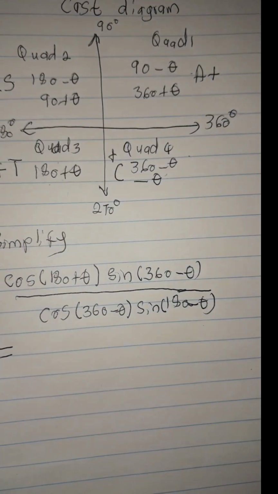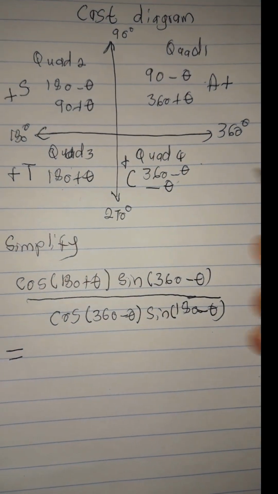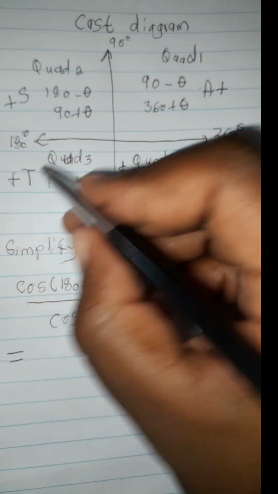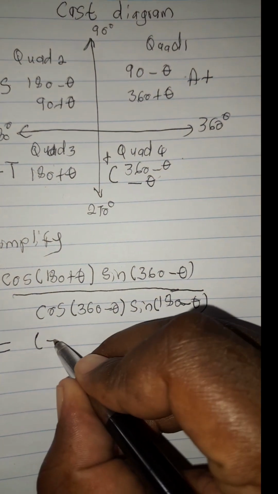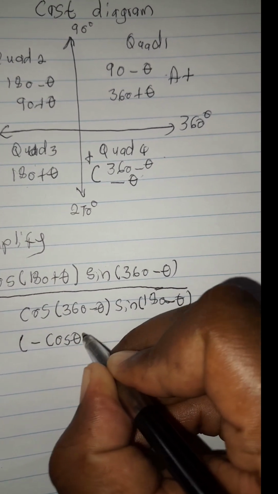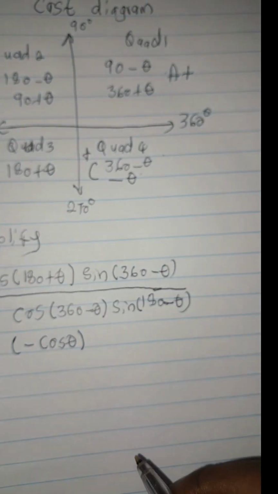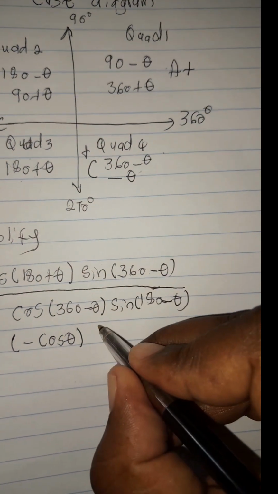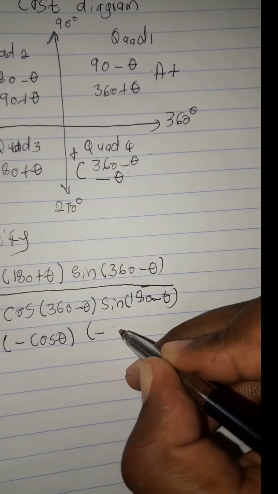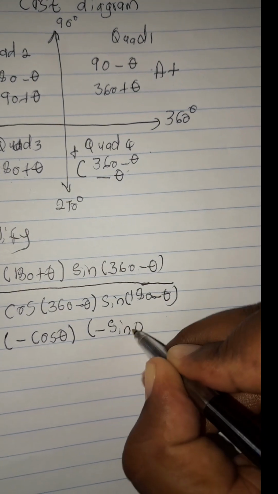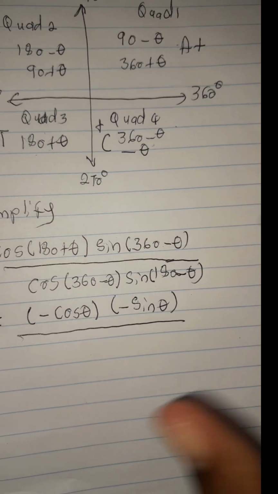Right, let's put this into practice. Let's look at the numerator. How is cos at 180 plus theta? Remember, it's only tan that is positive, meaning the other functions are negative. So cos will be negative. What about sine at the fourth quadrant? Remember, it's only cos that is positive. So it's a home for cos, but not for sine. So sine will be a negative function. So it's going to be negative sine theta. We are done with the numerator.